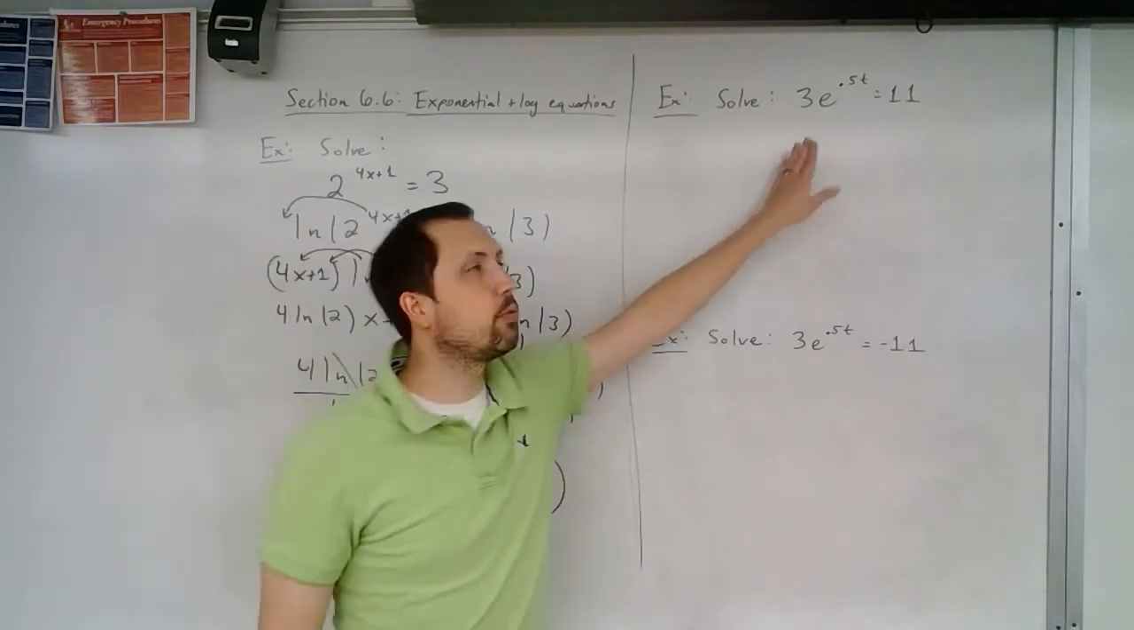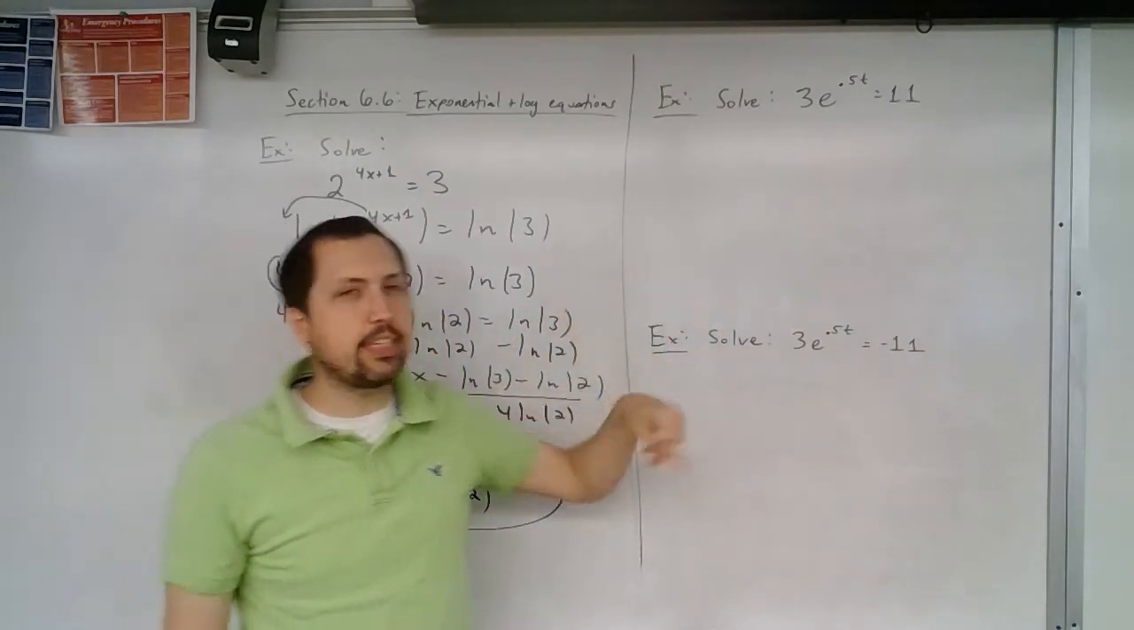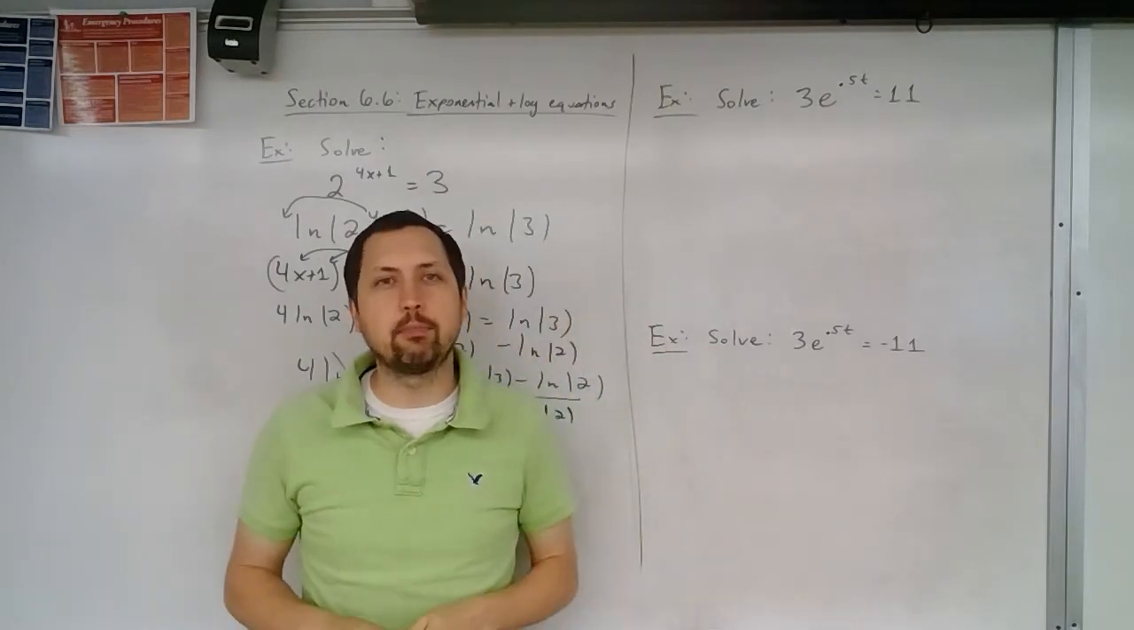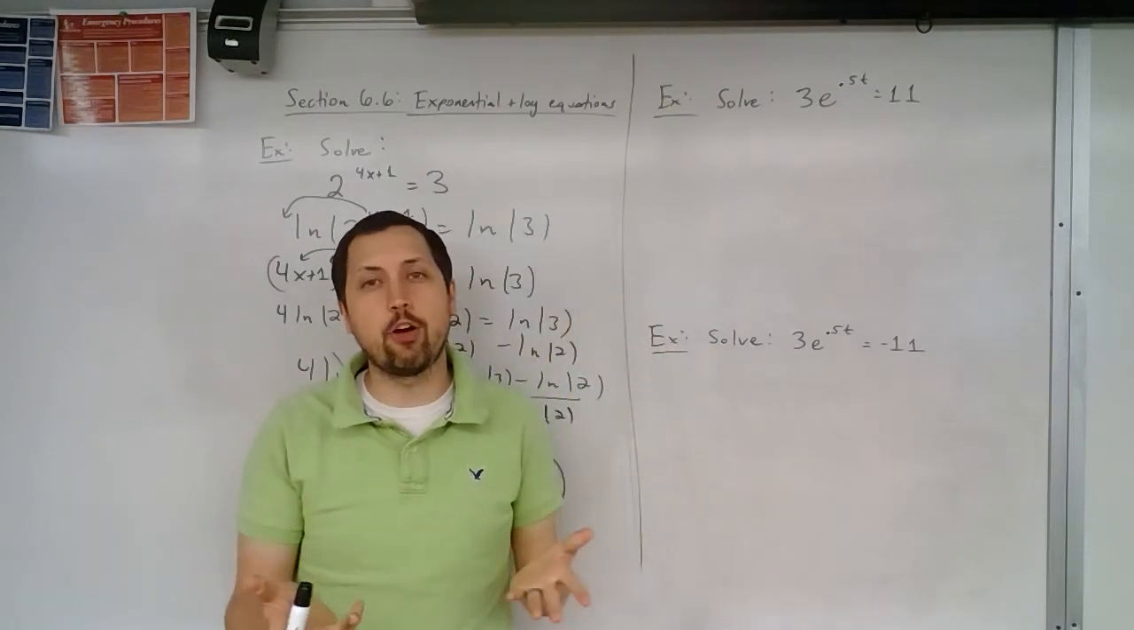So let's take a look at this one. This one has a little bit of a twist to it. Now I have 3 times e to the 0.5 times t is equal to 11. I'm trying to solve for t.